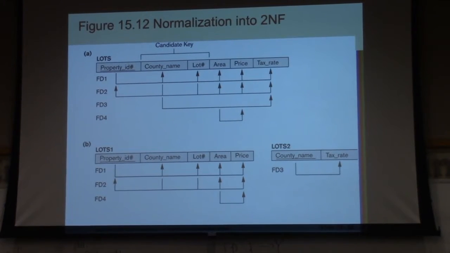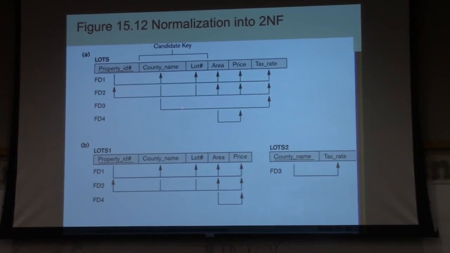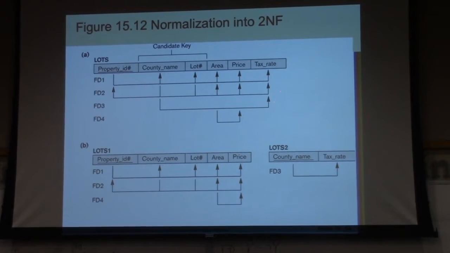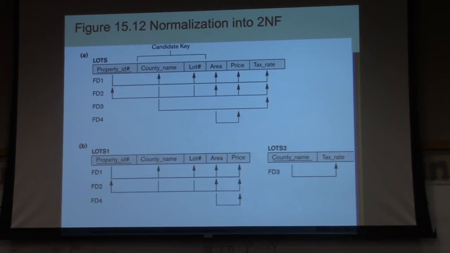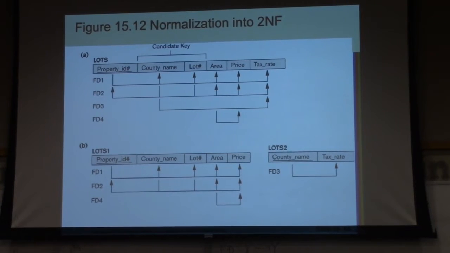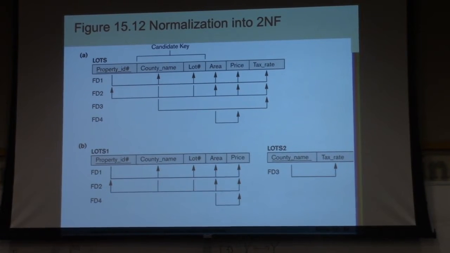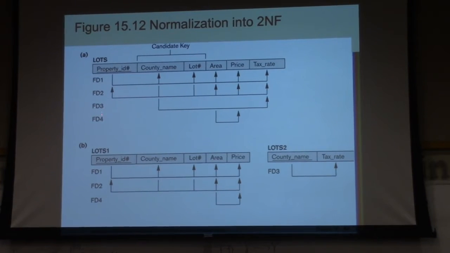The second normalization form. However, if you see that this tax rate is determined also by country name, so it is partially determined by country name. This is because of functional dependency 3. So FD3, this is not second normal form.